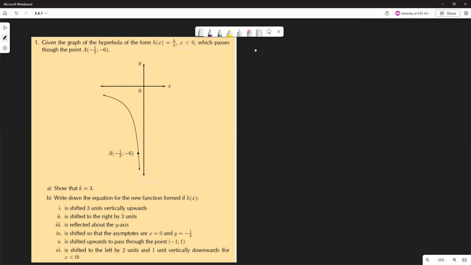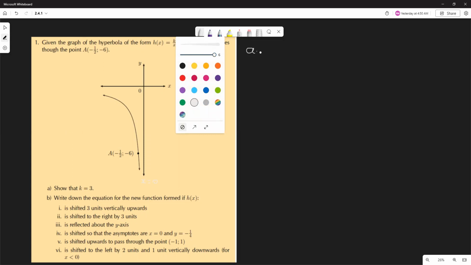The first question, they want us to show that k equals 3. So let's go look at the graph. On the equation, what you always do is check how many unknowns you have. Keep in mind that h of x is a y value, which is the output, and x is the input. So these two are always known. In this case, we have only one unknown, which is k.